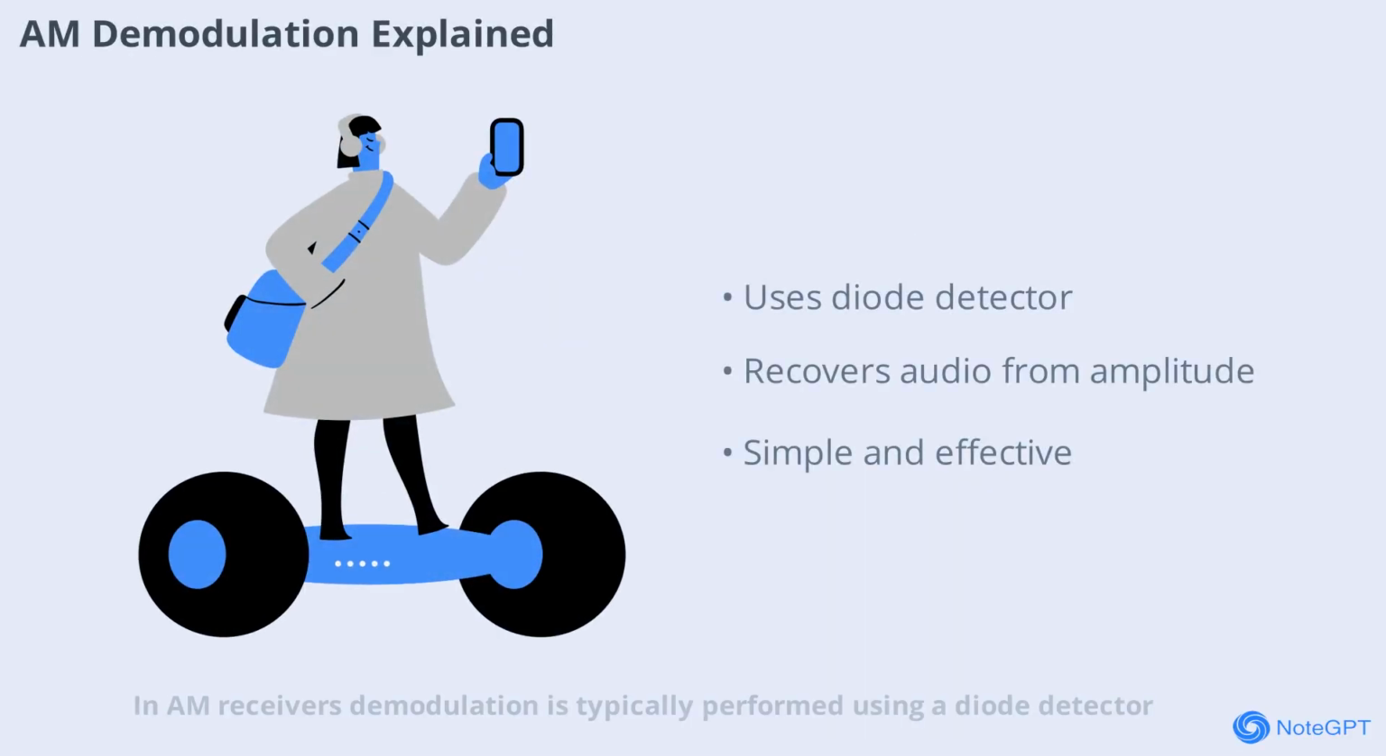In AM receivers, demodulation is typically performed using a diode detector. The diode rectifies the signal, allowing only one half of the waveform to pass. This process recovers the audio information from the amplitude variations of the carrier wave, making it audible through speakers.